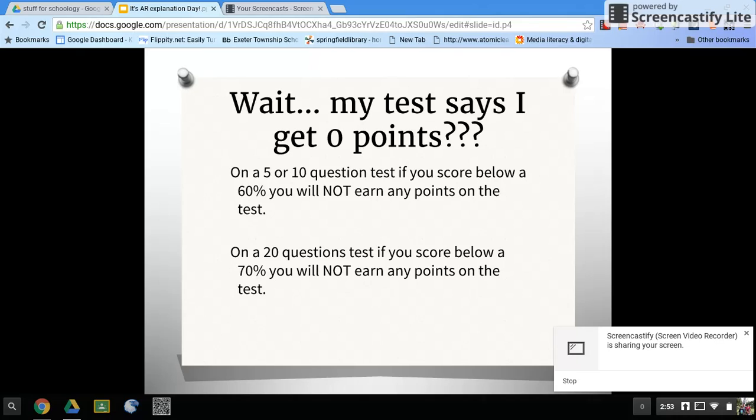So here's the big thing. Sometimes when you take a test, you're going to end up getting 0 points, even if you got some of the questions right. What? Why does that happen? On a 5 or 10 question test, if you score below 60%, you will not earn any points on the test. Why? Because if you're earning below a 60% on the test, you're really showing the AR program and your teacher and me, the librarian, that you either did not understand that book when you read it or you didn't read it.